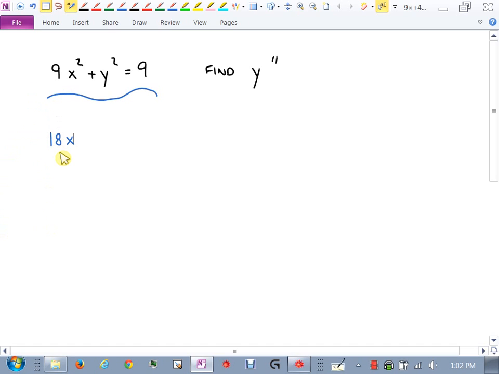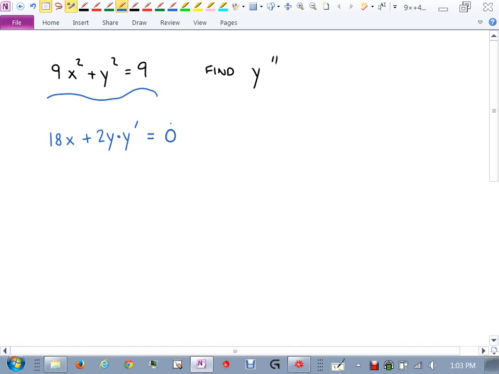18x. And then plus, now the derivative of y squared: 2y times dy dx, or y prime. That's the big deal, right? That's the big thing that we need to understand going into the test, is the chain rule applied right here. And then the other side equals 0.